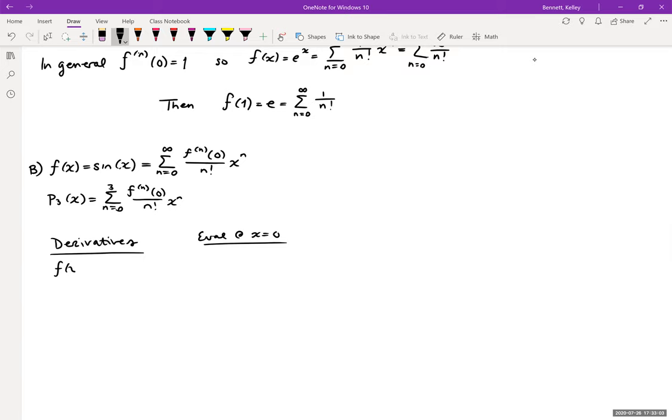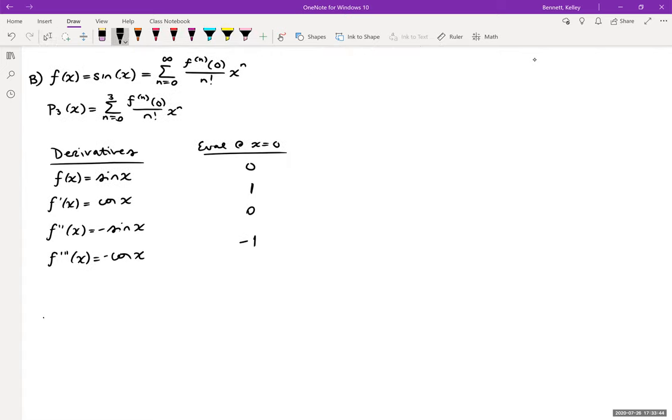So the zeroth derivative is just the function itself, which is sine of x, and sine of 0 is 0. The first derivative is cosine of x, and cosine of 0 is 1. The second derivative is negative sine of x, and so this is just zero again. And then the third derivative is negative cosine of x, so this is just negative one. We would actually end up getting 0, 1, 0, negative 1, 0, 1, 0, negative 1, et cetera, and so on forever.